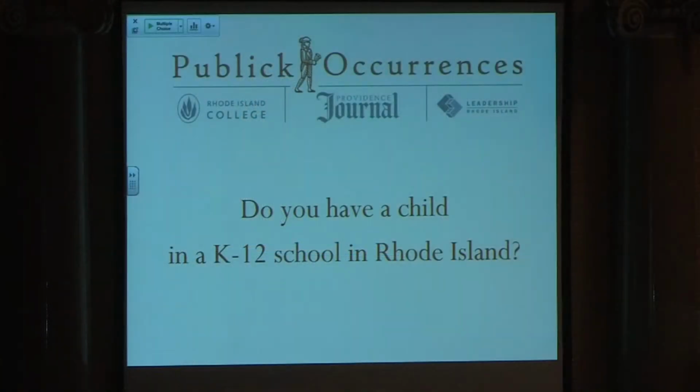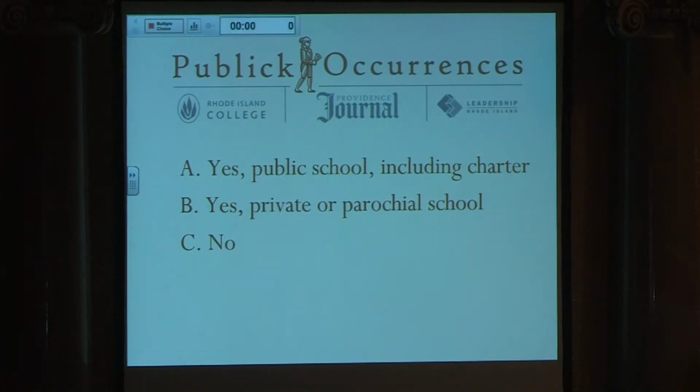Let's try the second question. Do you have a child in K through 12 school in Rhode Island? Again, wait for that timer to show up. All right, you may now cast your vote. A for yes, public school, including charter. B, yes, private or parochial school. Or C, no. All right, everybody cast your vote. All right, let's close those polls, Rob. C, no. All right. Great, next question.